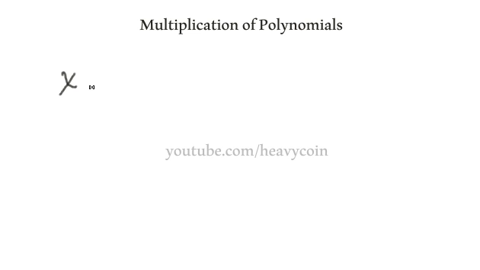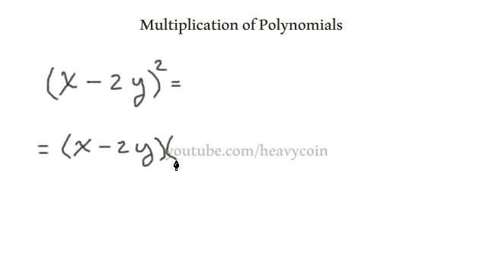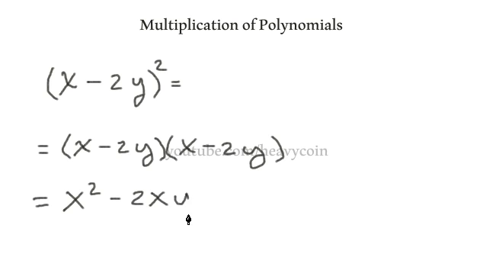So let's do that again. Let's say we had x minus 2y, and we want to raise it to the second power. So I can rewrite this. In fact, I'll do this down here. This is x minus 2y times x minus 2y. Okay. So x times x is x squared, and then x times negative 2y is negative 2xy. It doesn't matter if I were to write 2yx or 2xy. It's the same thing. And now let's go to the second one.